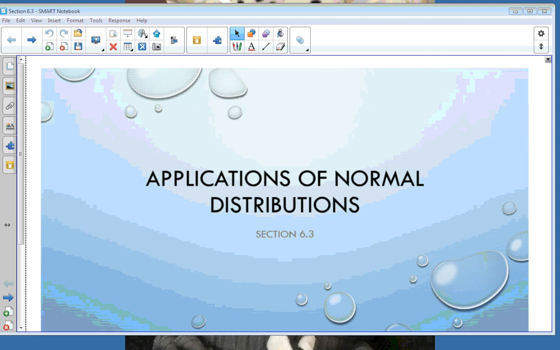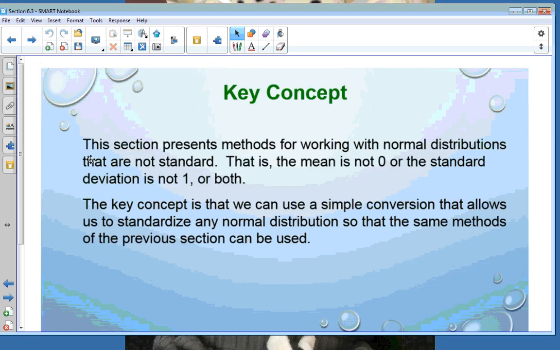Welcome back. And this next part is talking about applications of normal distributions. We're going to take that normal curve we learned about in our last lesson, where the mu was 0 and the standard deviation was 1. And we're going to now apply it to different situations where, hey, with IQs, the mean is 100, but we can still normalize those scores based upon z-scores.